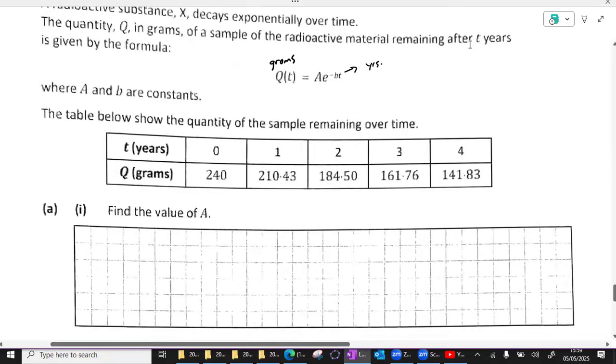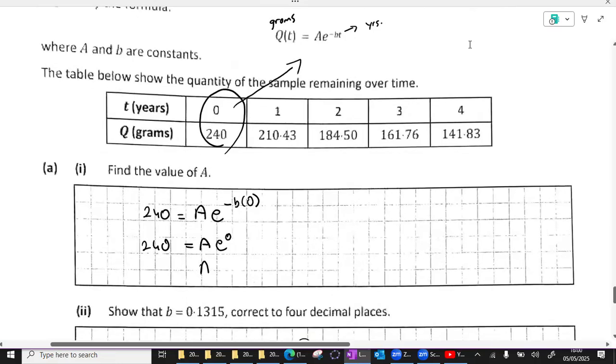So if we look at the first part of the table, we can replace Q of T with 240. We don't know what A is, obviously. E to the power of minus B, and T is 0. So what I've basically done is I've put these values into the function. Now, anything to the power of 0 is 1. So this becomes e to the power of 0, sorry, which is 1. So that means A is 240. That was worth 5 marks in the test.